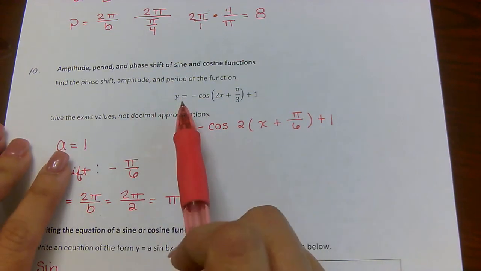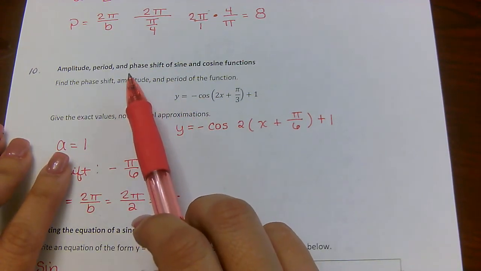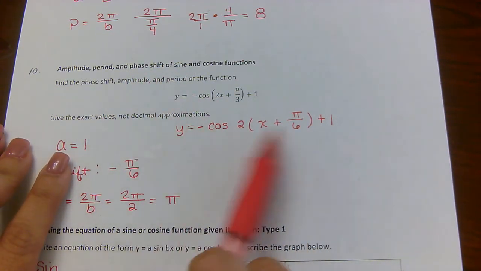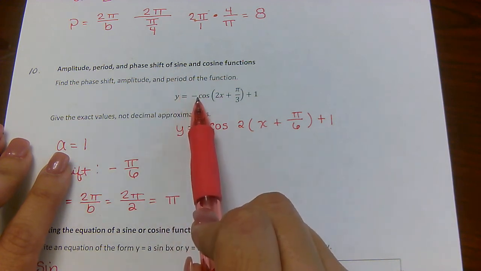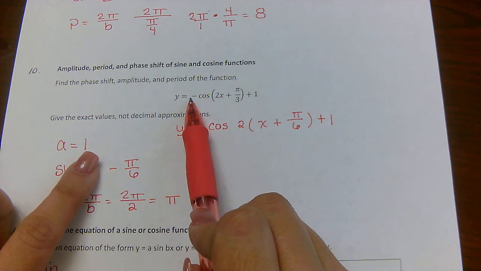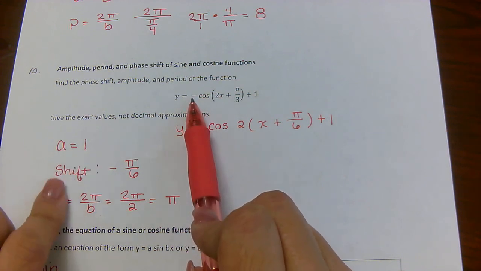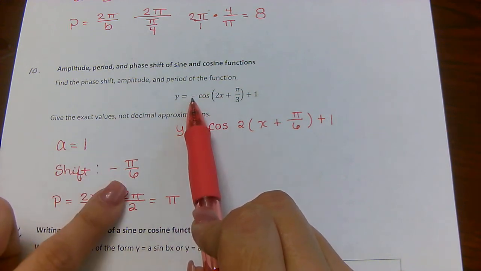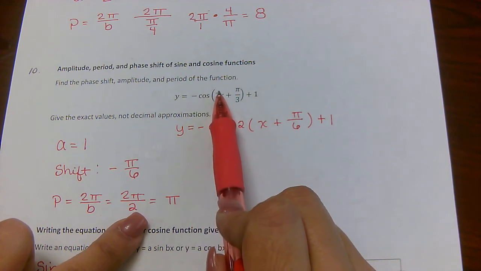Okay, number 10, we're going to find the amplitude, the period, and the phase shift of this problem. Our amplitude is going to be the number before the trig function. In this case, it's 1. Do not include that negative. That's reflection.